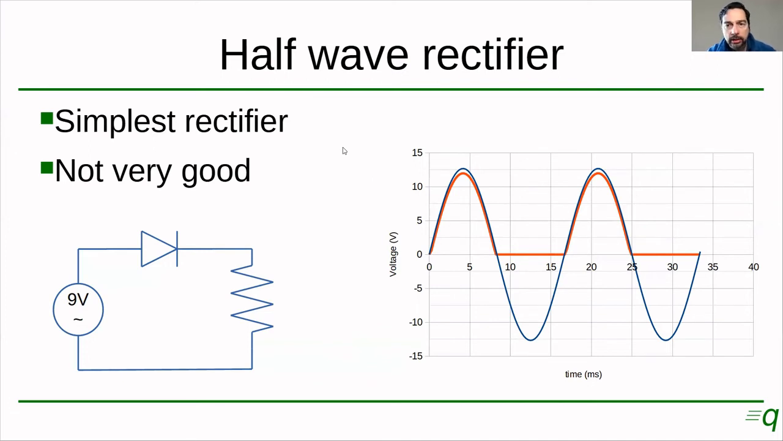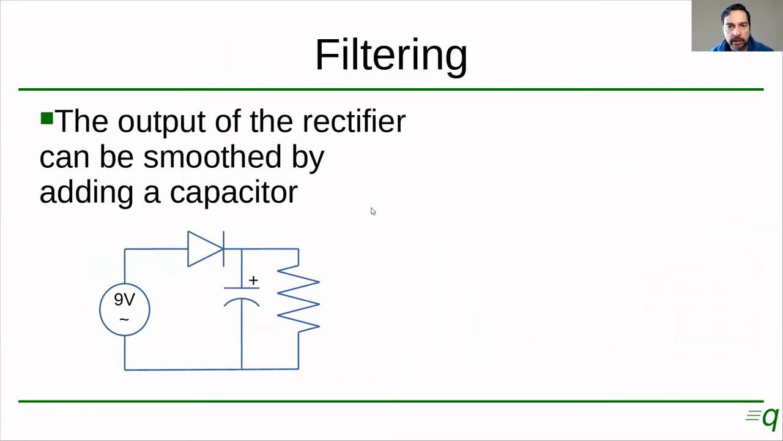Okay, so this is one step forward because the polarity never goes negative, but the voltage goes down to 0. This is not something that we want. So we have to figure out a way of improving this circuit. And this is done with a device that we already studied, which is a capacitor. And that brings us to the topic of filtering.